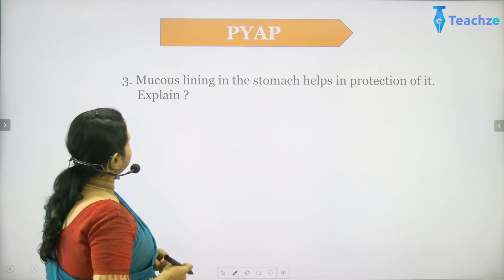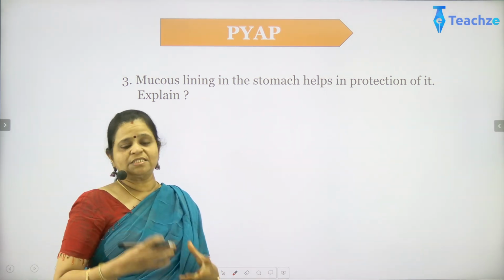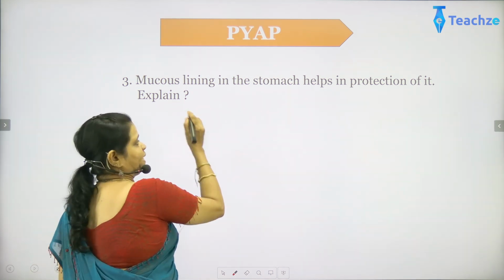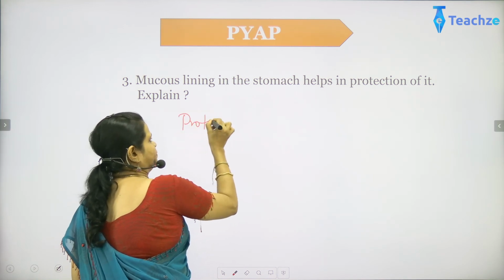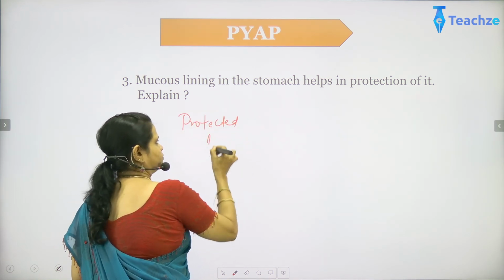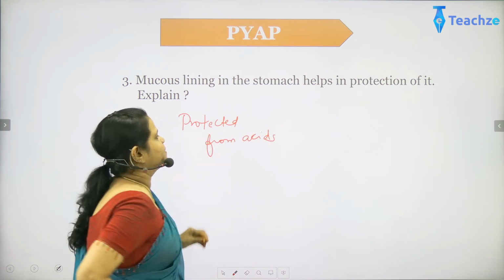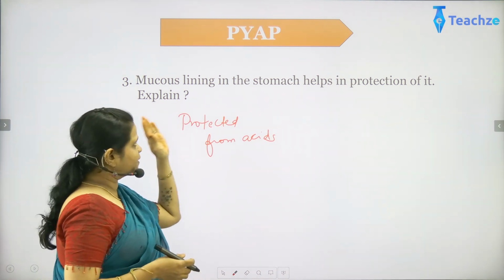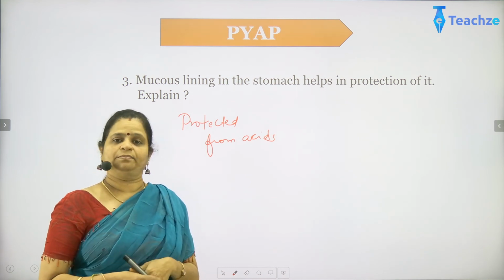Coming to the last question, mucous lining in the stomach helps in protection of it. Explain. So this we will take up in the next session, but as of now, mucous lining is important for the stomach so that the stomach gets protected from acids. So we just understood that the stomach secretes acid, mucus and enzymes. So to protect the stomach lining, this particular mucous lining is very, very important from acids.